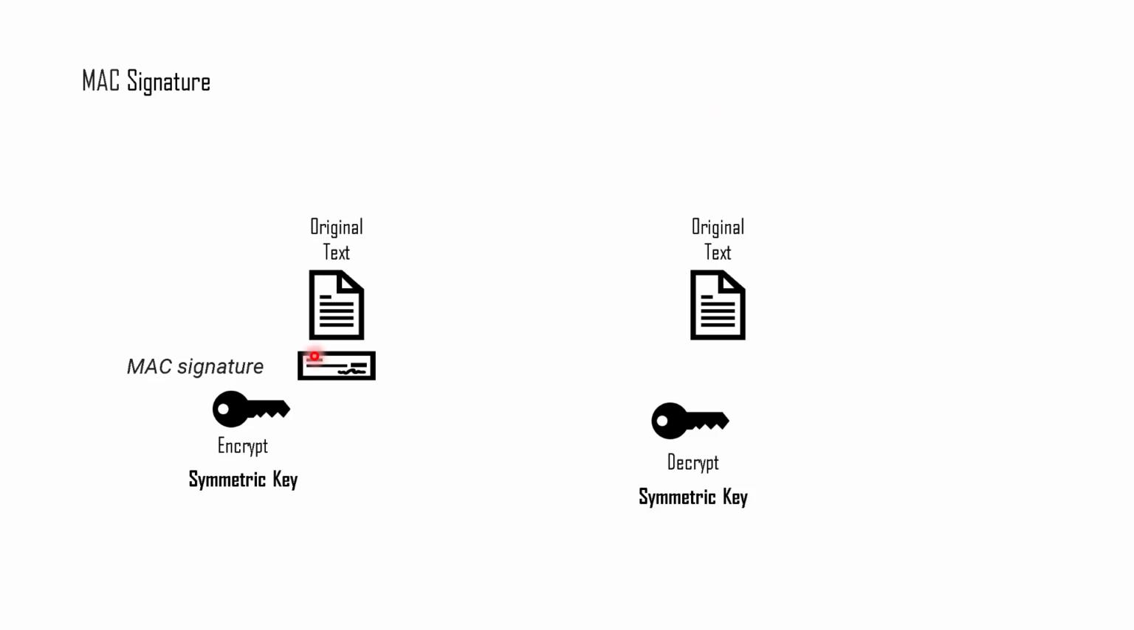In MAC signature, you're using a symmetric key. The fundamental difference in MAC signature is that you would be using a symmetric key, so there would be only one set of keys. And this key would be used both in creating the MAC signature as well as verifying it. In this example, we have an original text, and using a symmetric key, we'll create a MAC signature.